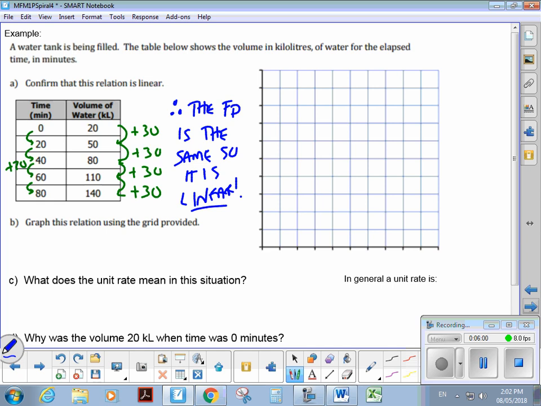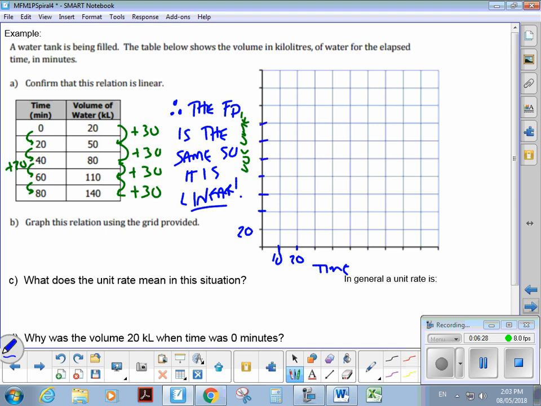All right. B says graph the relation on the grid provided. Okay. So x-axis on the bottom. So it's time, volume. We go up to 80, so I'm going to go up by tens. All right, so 10, 20 on the other axis. I got to go up to 140. So let's go up by 20s. 20, 40, 60, 80, 100, 120, 140.